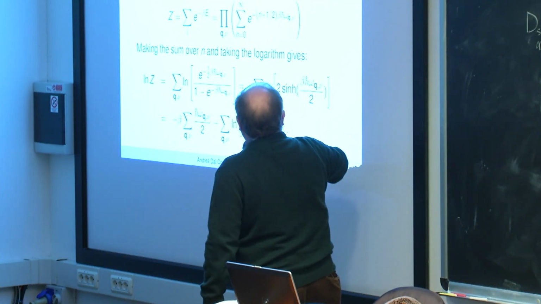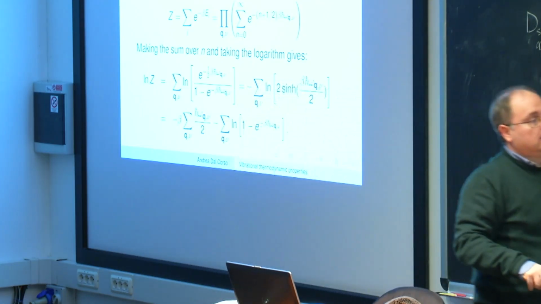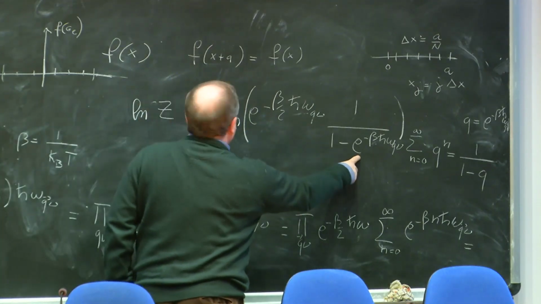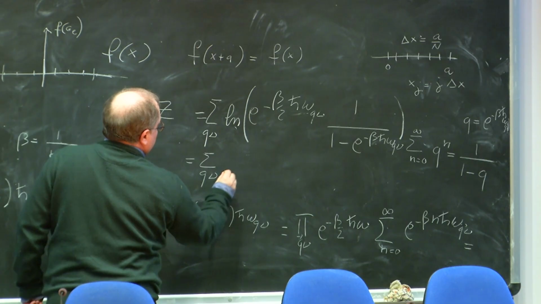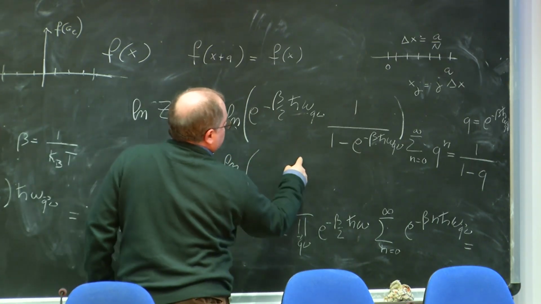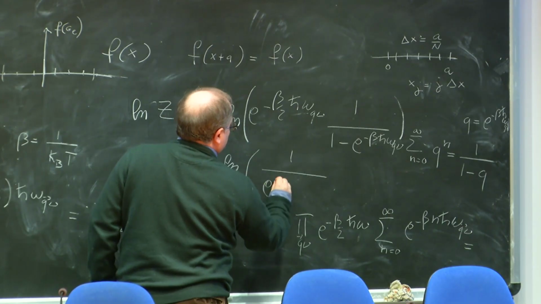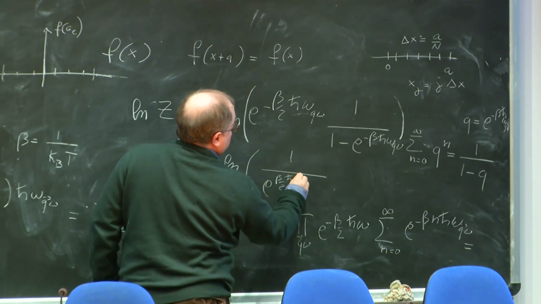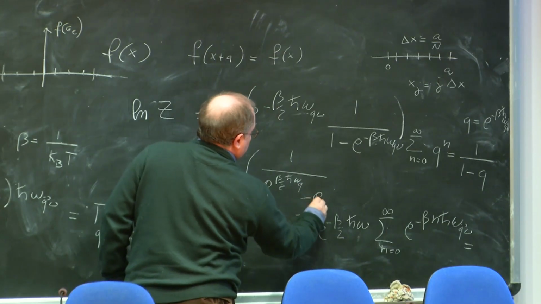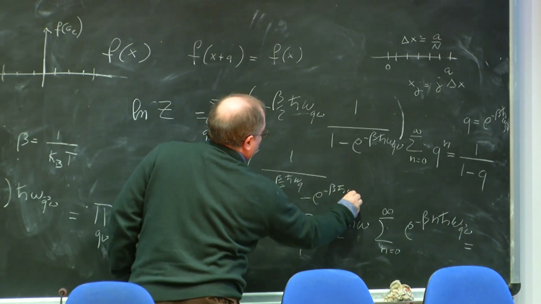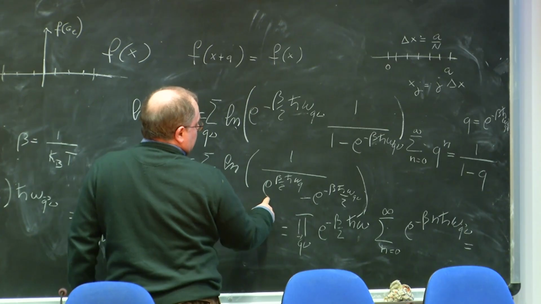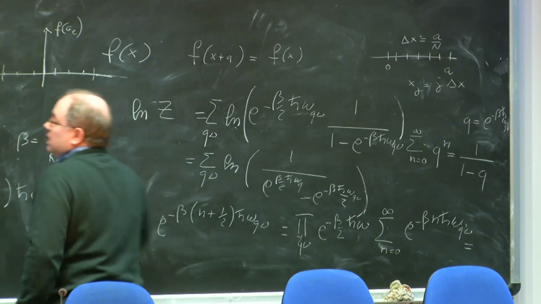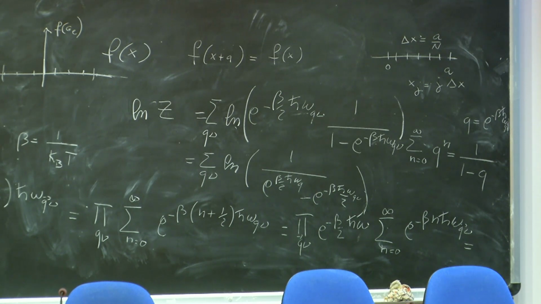One way is to take this exponent and divide here. So this will become sum over q and nu of the logarithm. So you bring this down, and it becomes 1 divided by e to the beta h bar omega q divided by 2 minus e to the minus beta h bar omega q divided by 2. And this is twice the hyperbolic sine of this. There is a minus here in front because this sine was at the denominator.